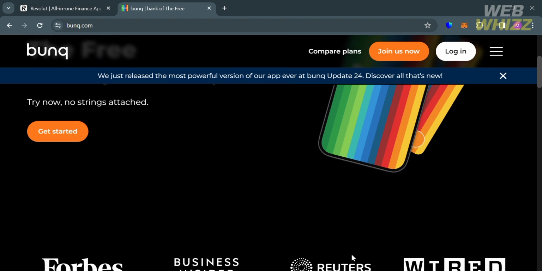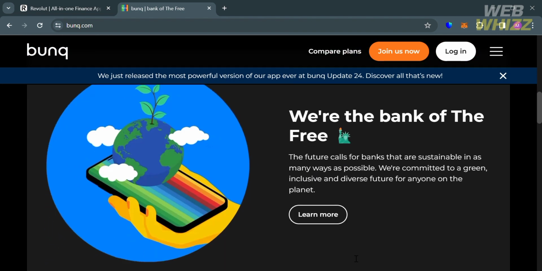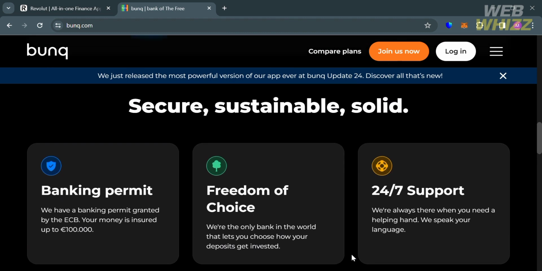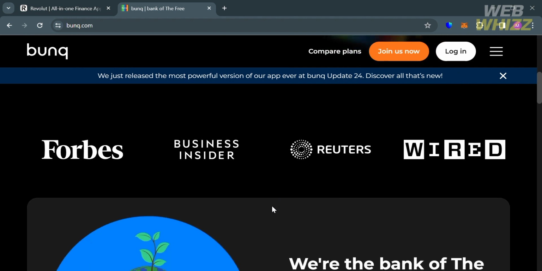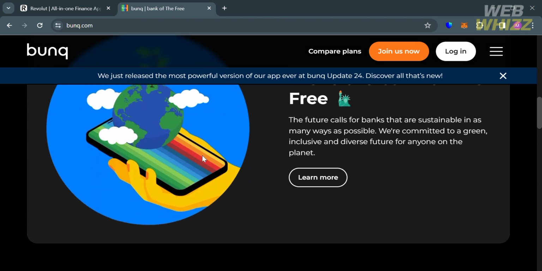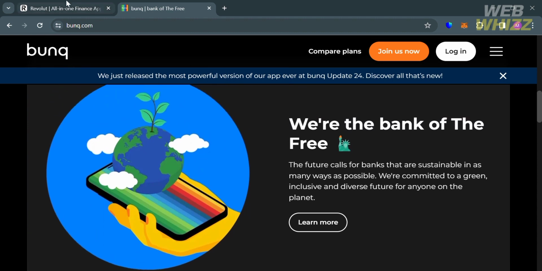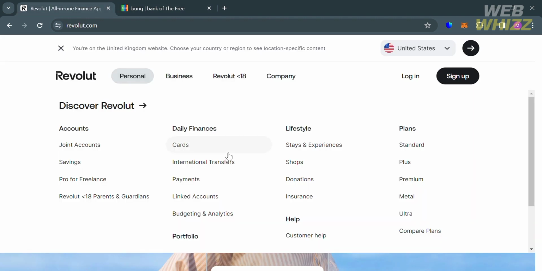While for its extra features, it offers multiple EU IBANs, 24/7 customer support, and a feature to request payments using a customizable link. And now that we know the feature comparison between Revolut and Bunq, let's proceed to the pricing plans that both platforms offer.